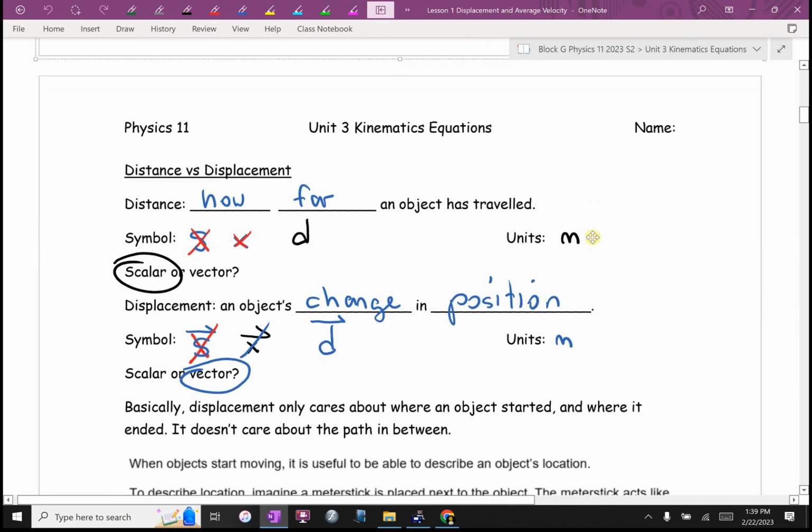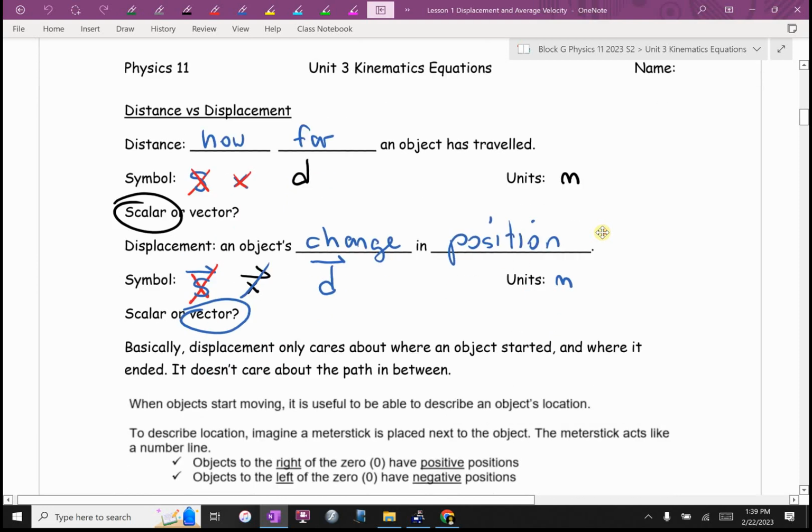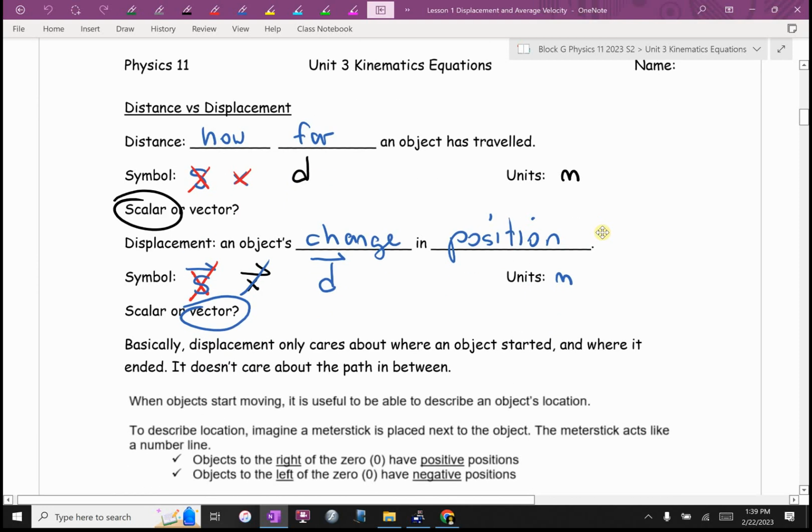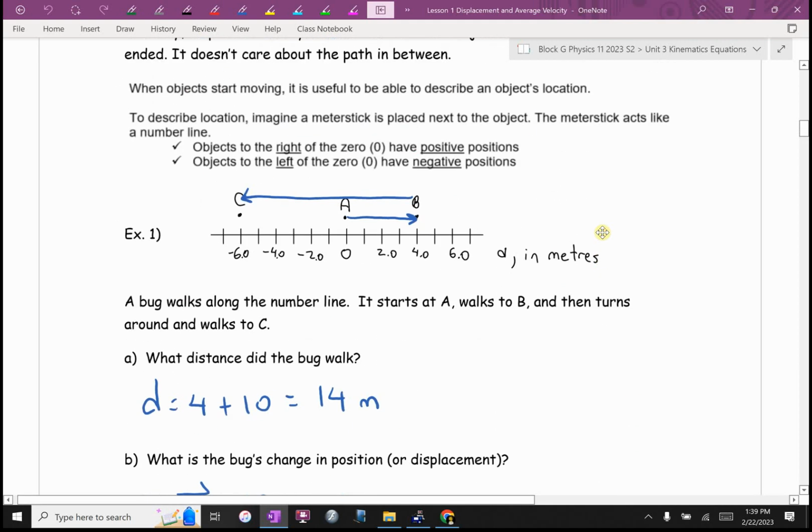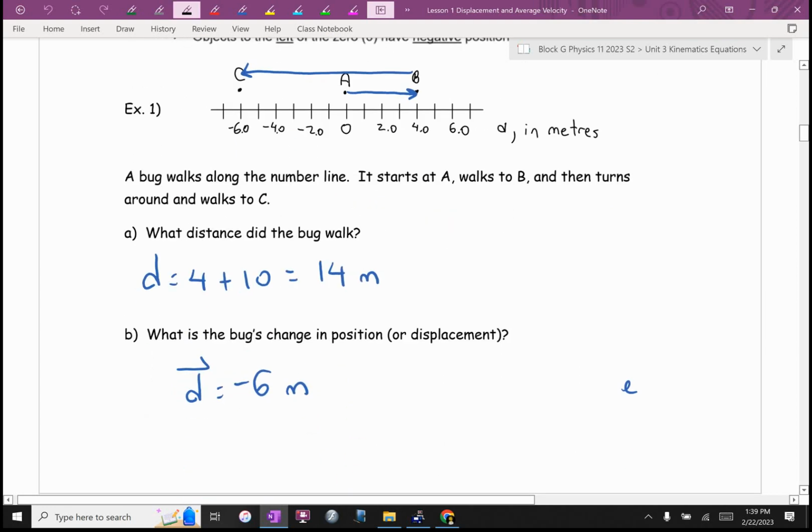We talked about the difference between distance and displacement. Displacement just asked how far you'd moved from where you started. It didn't care about your path in between. Distance asked how many steps did you take. For example, we looked at a bug on a number line. Its distance was 14 meters, but its displacement was -6. We decided just for convenience, we'll let left be negative, right be positive, up be positive, down be negative. You can write the words left, right, up, and down if you want to, but we're going to be lazy but organized.